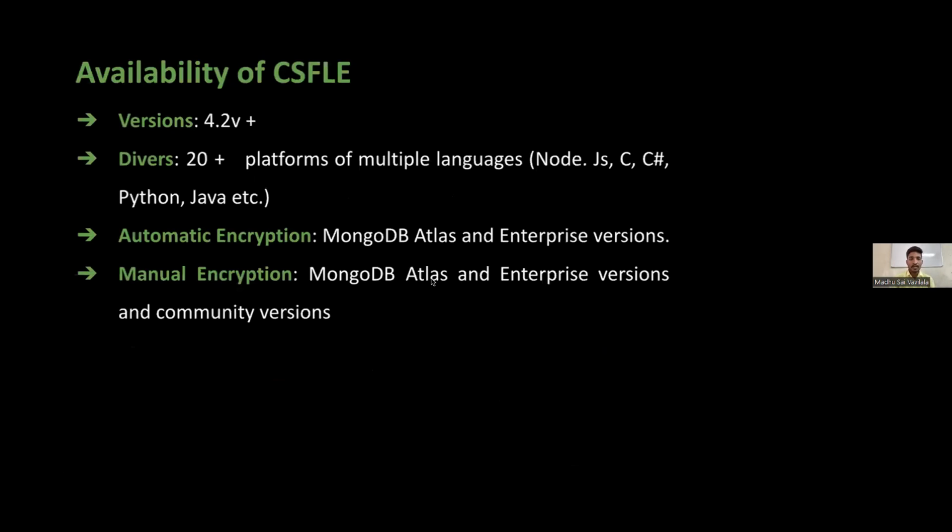Availability of client-side field level encryption: it is available after version 4.2. More than 20 platforms with multiple language drivers are supported. Automatic encryption and manual encryption are available. Automatic encryption is available only for the Enterprise and Atlas versions. Manual encryption is also provided in community versions. The main difference is schema design.